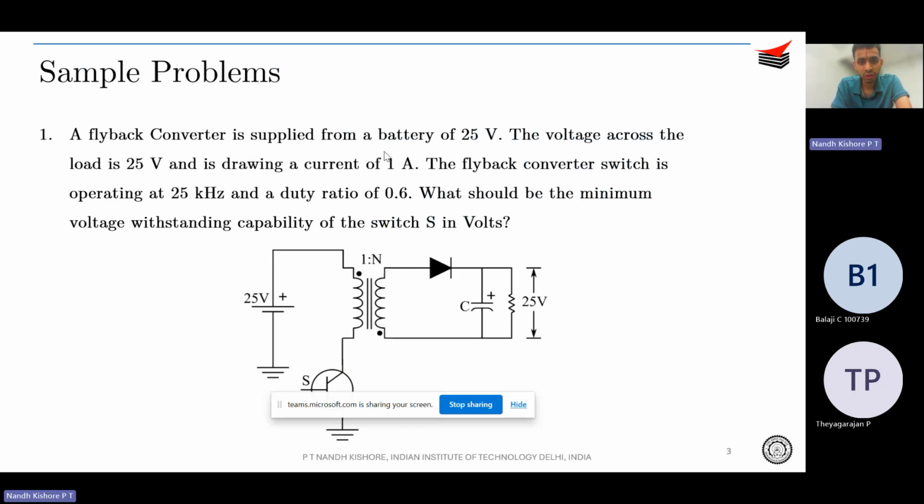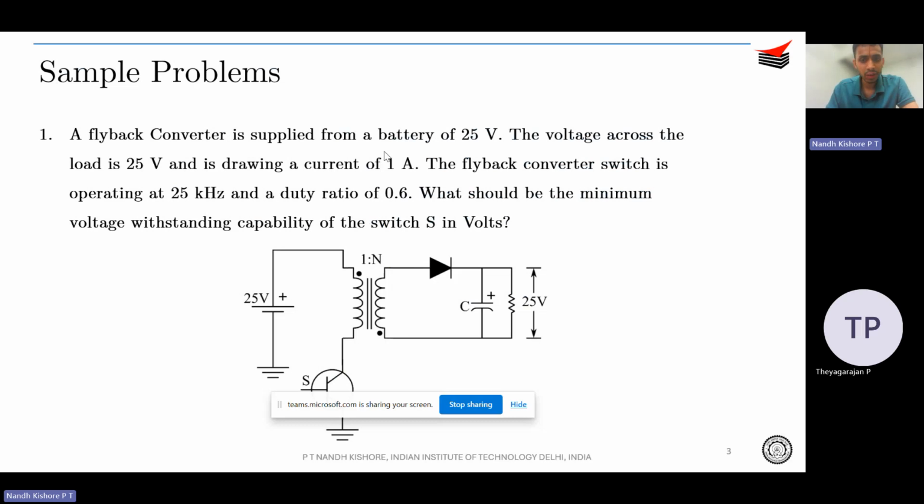Note that in the question, and in the diagram as well, they have not specified what N is, that is the turns ratio. What should be the minimum voltage withstanding capability of the switch S in volts? Okay. So the point is, what is the voltage that appears across the switch when the switch is in the off state, obviously. Okay. So in this problem, the circuit diagram is given, and in case the circuit diagram is not given, I strongly recommend that you draw the circuit in your rough sheet or whatever it is. Okay, and that will give you much more clarity of thought.